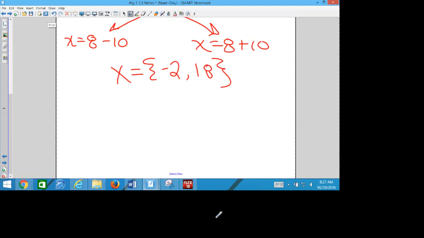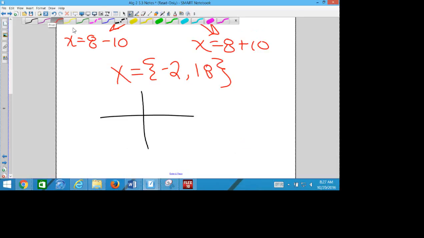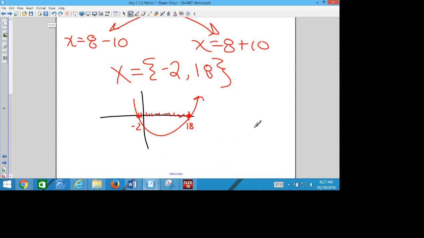And just as a reminder, what are -2 and 18 if we graphed it? Somebody's talking. Oh, Casey? They're the x-intercepts. So on the graph, if I were to graph this parabola, at -2, and at positive 18, the parabola would be passing through the x-axis.